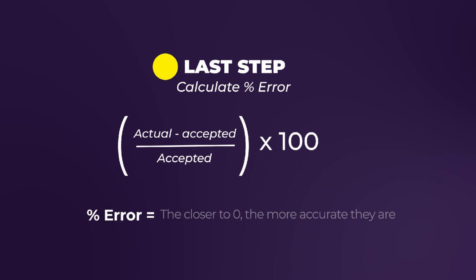So for the percent error, the closer you are to 0, the more accurate your results are. Now we're not expecting anything 0 exactly, but the closer you are to that value, normally the better your results will be.